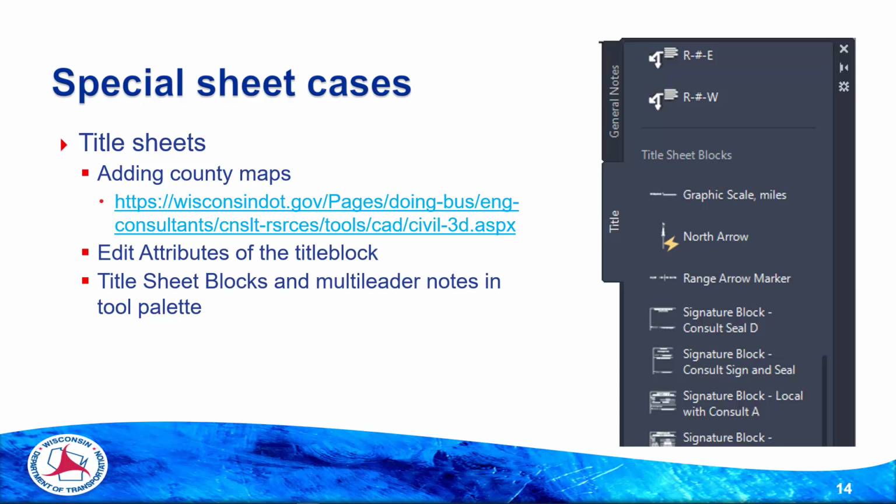The title sheet blocks and multi-leader notes are in the tool palette. I have that on the right-hand side of the screen there. We've got a couple of multi-leader notes at the very top there, the range east and west you can see, as well as the title sheet blocks which are below it. Generally, the edit attributes will be enough to fill in most of the data, but if you need to add in maybe a second signature block or something else that you need more of, you've got the options in the title sheet block to add that from there.